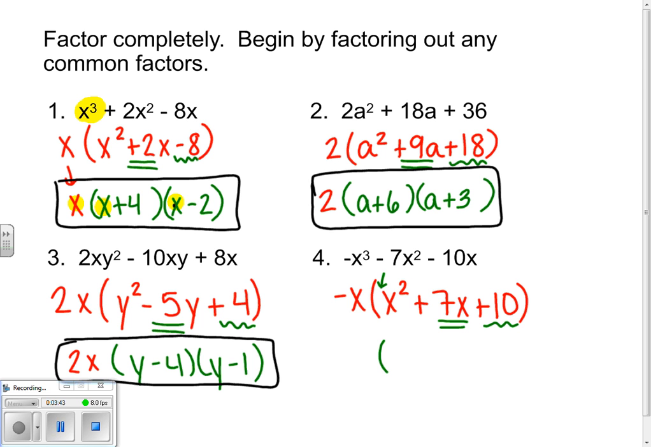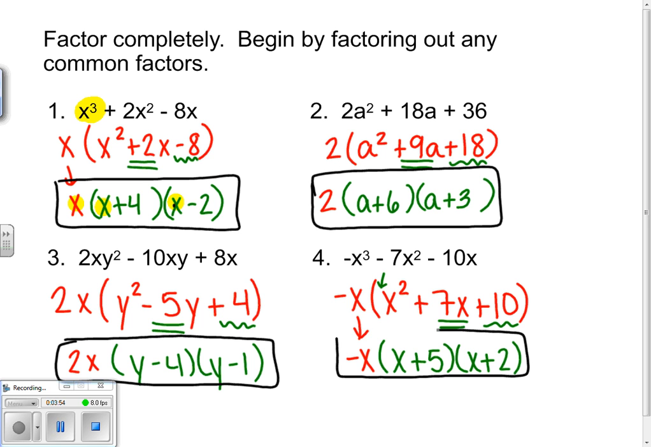2 numbers that multiply to 10 and add to 7 are 5 and 2. So x plus 5, x plus 2. Don't forget to copy your GCF out front. So negative x times x plus 5, x plus 2.